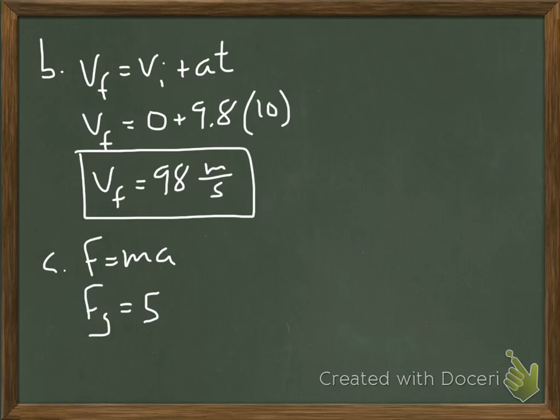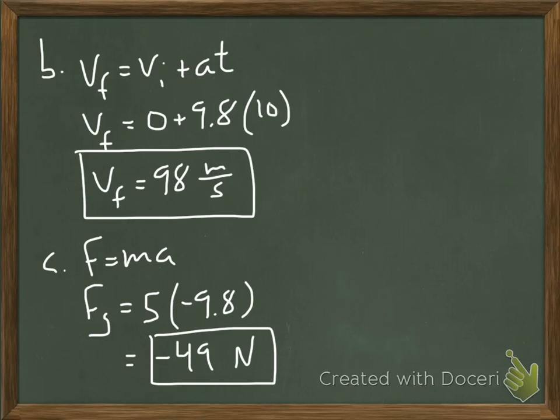So the force of gravity is equal to the mass times the acceleration of gravity. And the answer is 49 newtons.